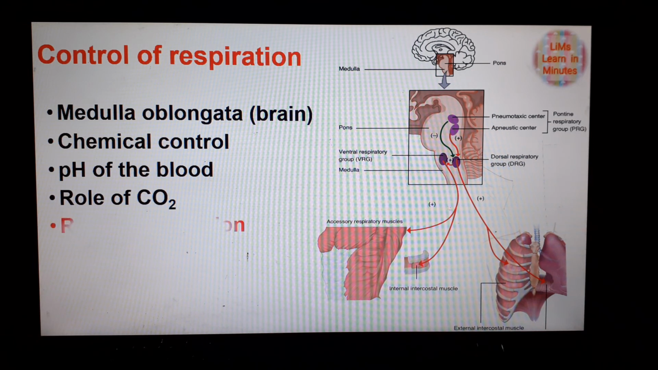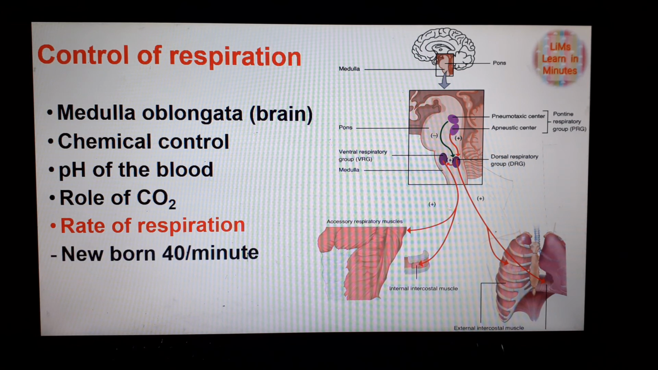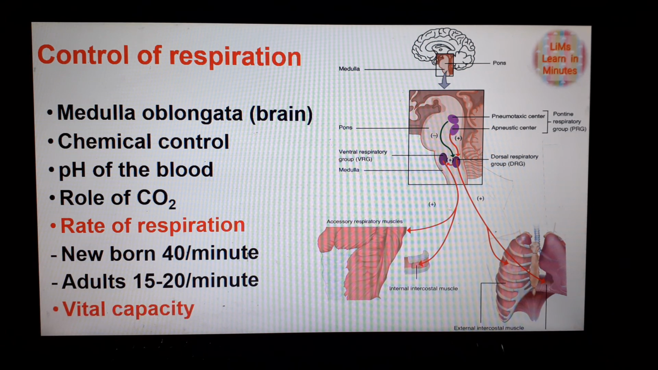The rate of respiration in a newborn is 40 per minute, and in adults it is between 15 to 20 per minute. Vital capacity. The volume of air that can be made to pass into the lungs and out of it by forcible inspiration and expiration is called vital capacity. In a normal man, it is 4 to 5 liters, and in a woman, it is 3 to 4 liters.